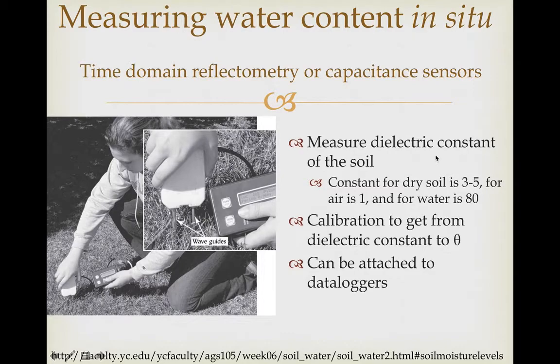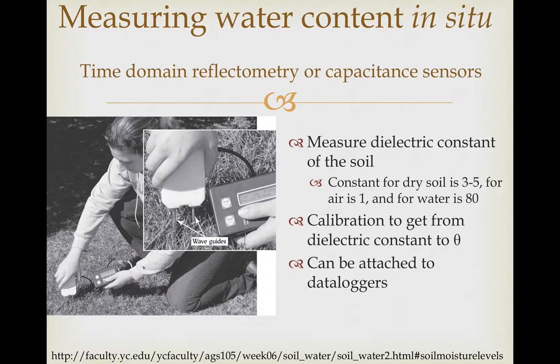That's how easily the soil can transmit or resist electricity. So if it's a dry soil, the dielectric constant will be in the range of about 3 to 5. If you just held these sensors up in the air, the constant would be 1.